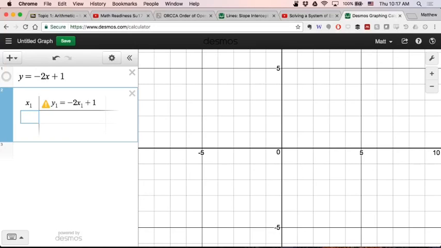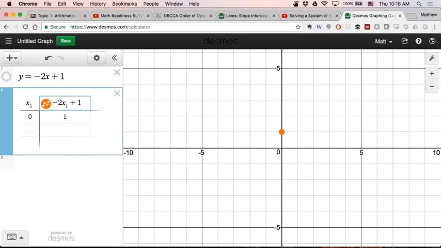So for example, in the equation y equals negative 2x plus 1, suppose that I chose x to be 0. Then what would that tell me about y? If I plug a 0 in here for x, negative 2 times 0 is going to give me 0, plus 1 is going to give me 1. And so if x were 0, then y would have to be 1. So if x is equal to 0, according to the equation, then y is equal to 1.